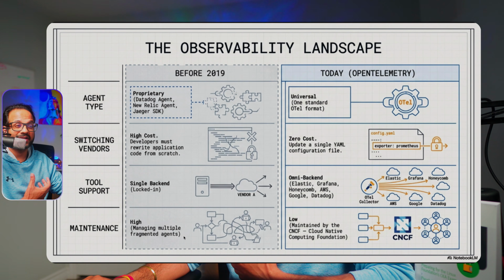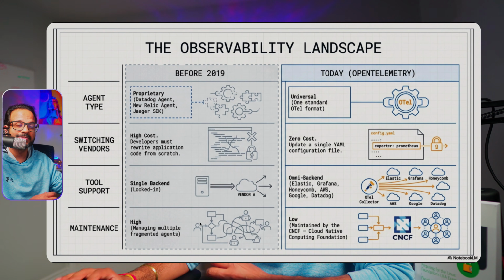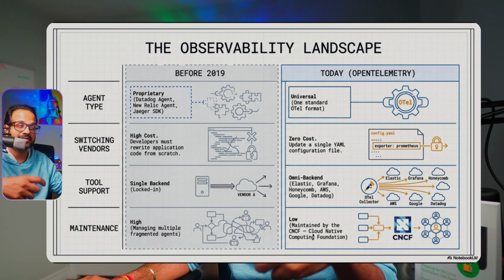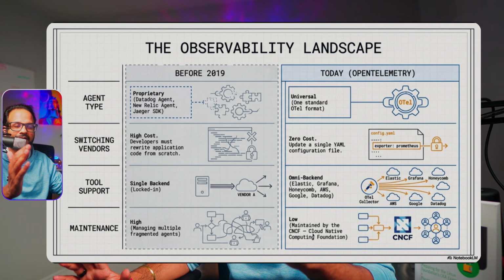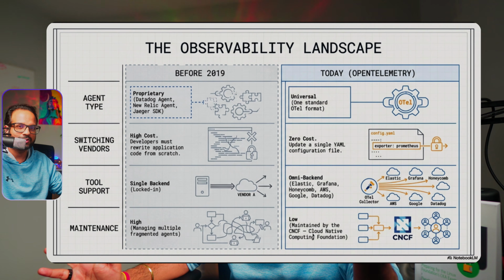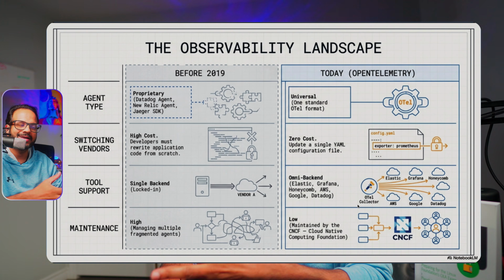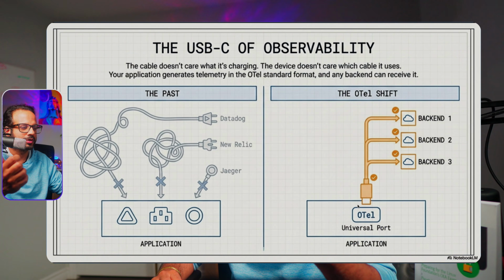Earlier, the maintenance was high because you were managing multiple fragmented agents if you were using multiple tools, right? But now you are using just one single tool, one single protocol, OpenTelemetry, which is maintained by CNCF. It's a Cloud Native Computing Foundation project. That means you get huge community support, plus it's open source, plus it's free. So that's the main difference between before OpenTelemetry and how OpenTelemetry helped resolve all the issues that we had before.